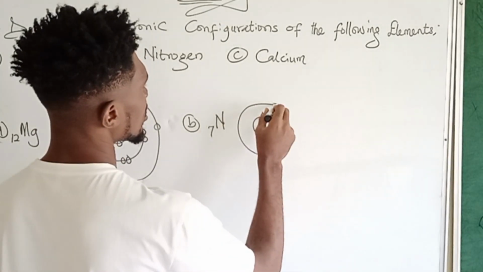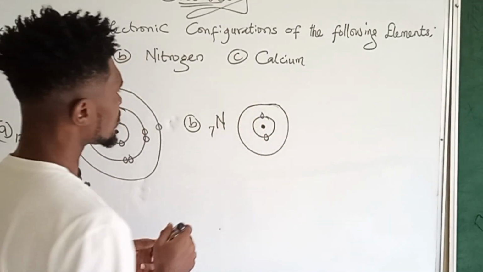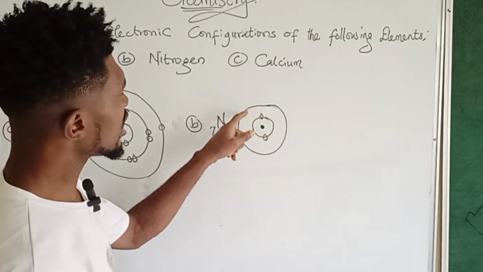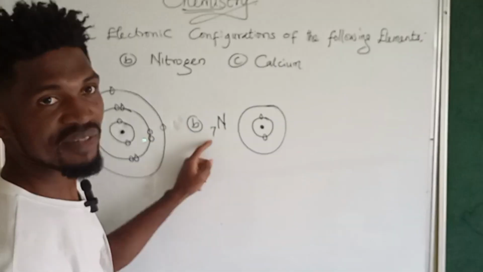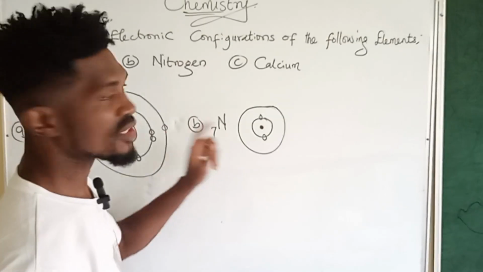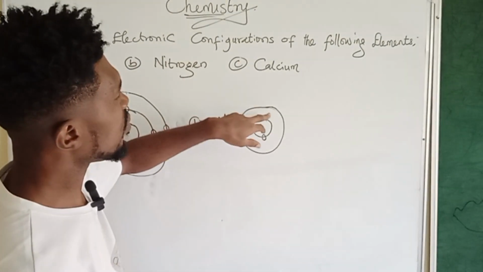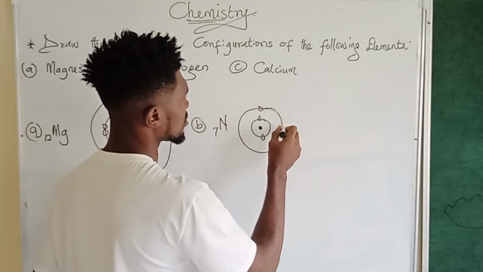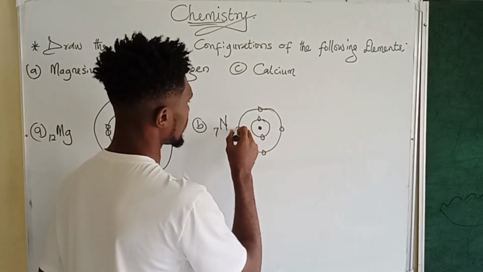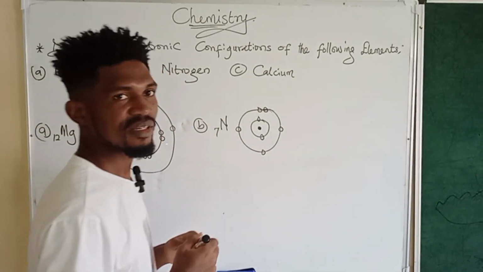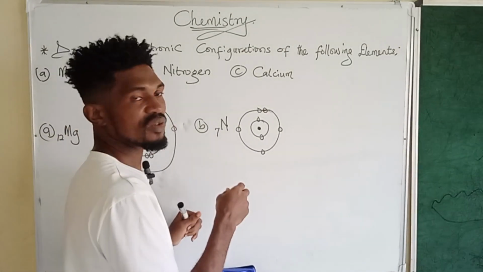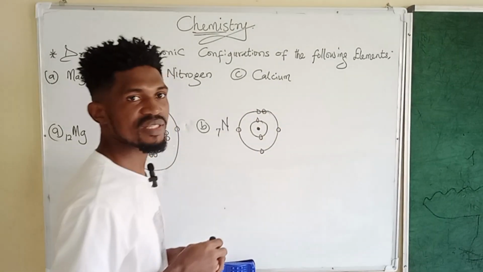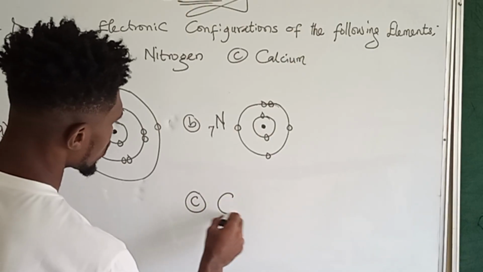Now, we're going to 7. So if you draw 8 outside, it will be 8 plus 2, 10. This is more than 7. So 7 minus 2 is 5. What is left is 5 electrons. So we draw 1, 2, 3, 4, 5, so that when we count, it will be 7 total: 1, 2, 3, 4, 5, 6, 7. Complete.